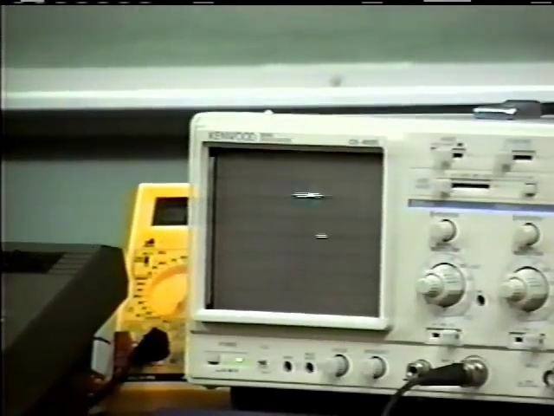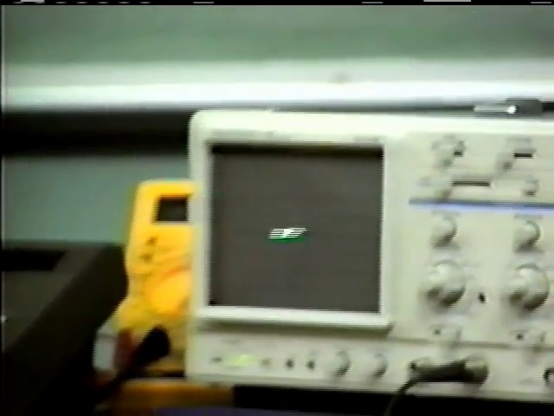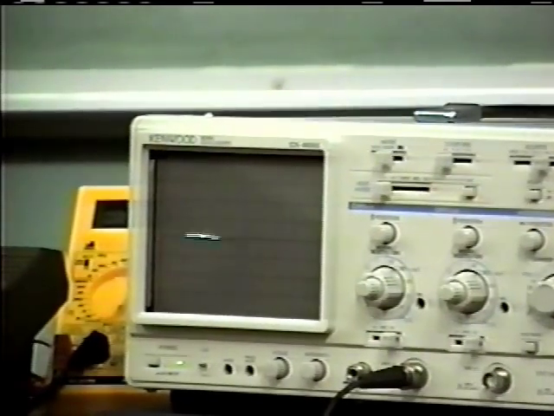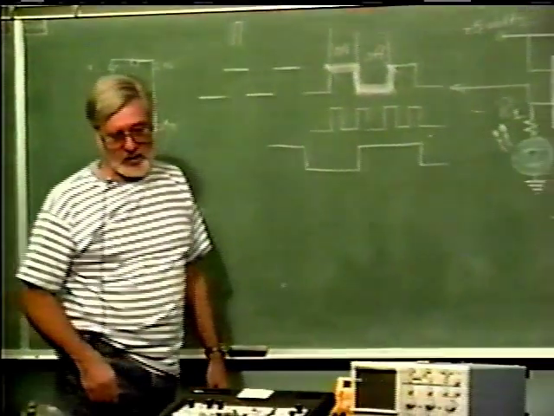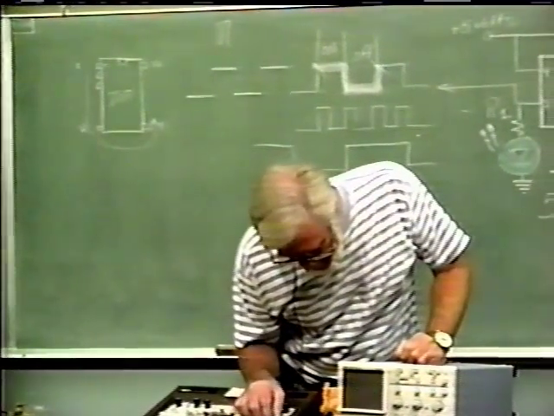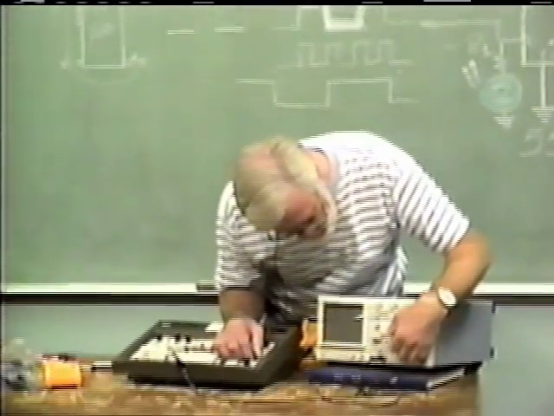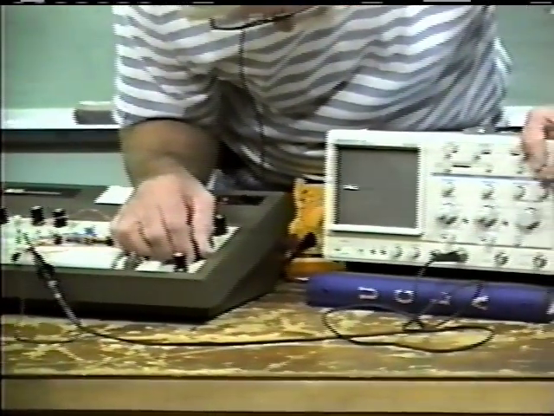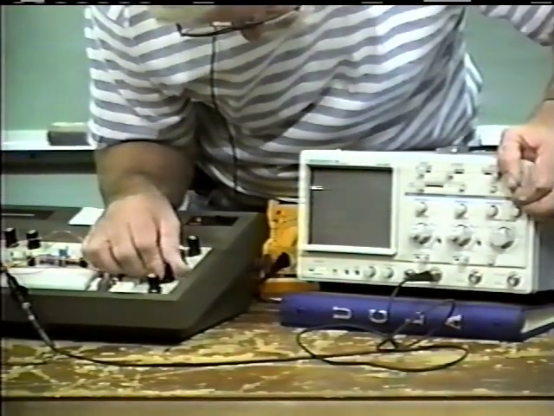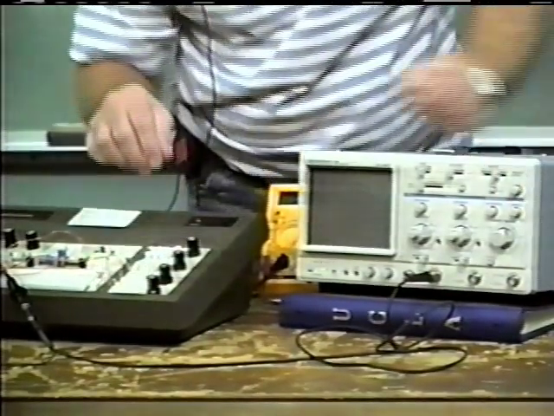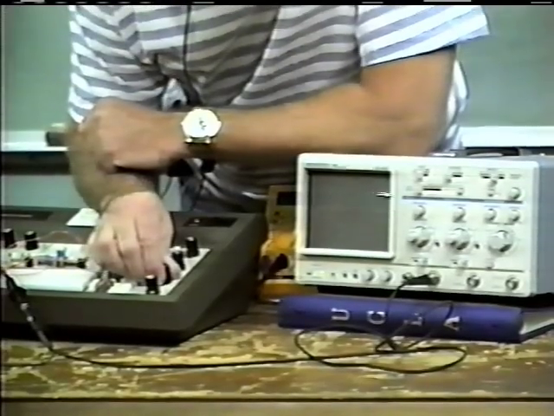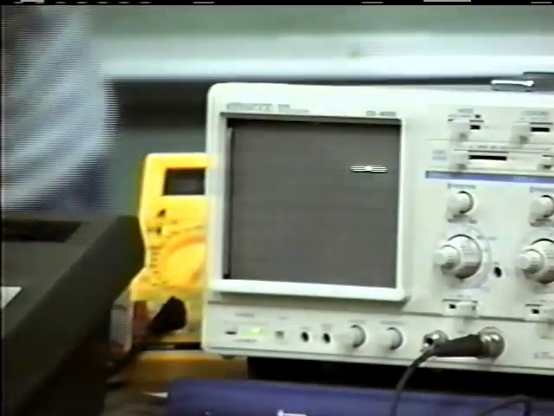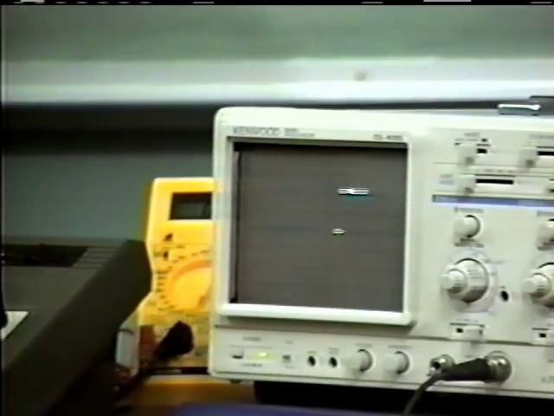Our 555 is working. We've got our scope hooked up so we can see it on the scope. And what we're seeing is this pulse train going. Again, the scope is fairly slow, so you're not going to see the vertical traces. All you'll see is the horizontals. I'm going to have to trigger this off something else. But we can definitely change that by changing the resistance value.